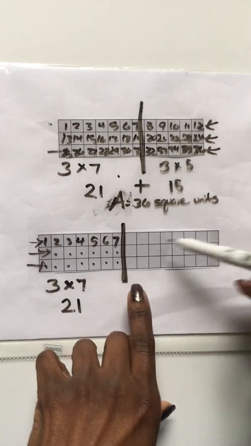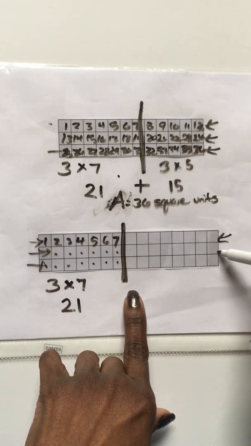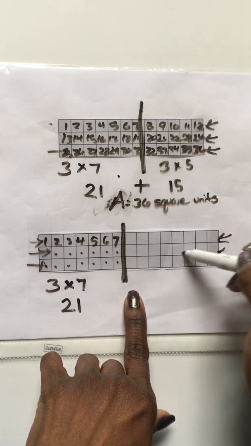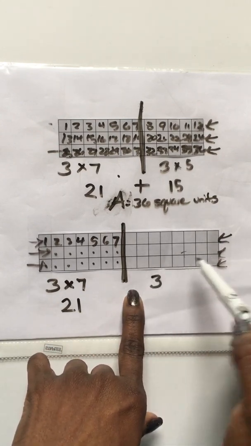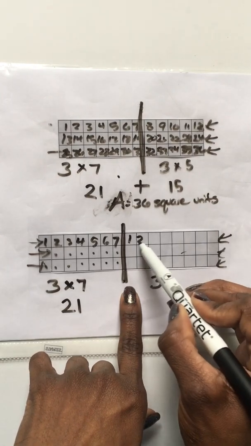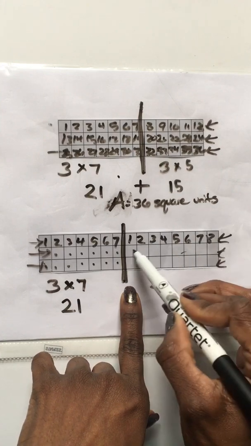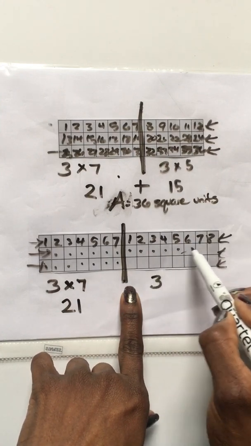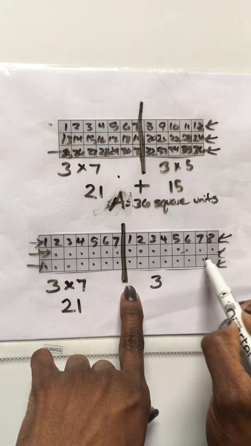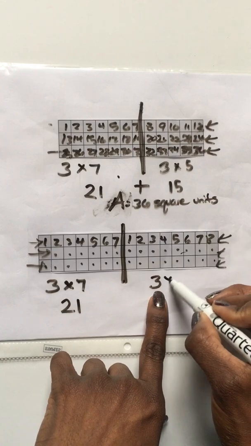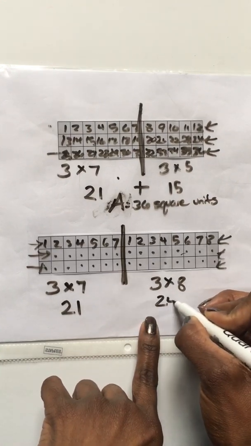I'm going to come over here and do the same thing with this other side of my rectangle. How many rows do I have? 1, 2, 3. 3 rows. How many square units are in each row? 1, 2, 3, 4, 5, 6, 7, 8. 3 times 8 is 24.